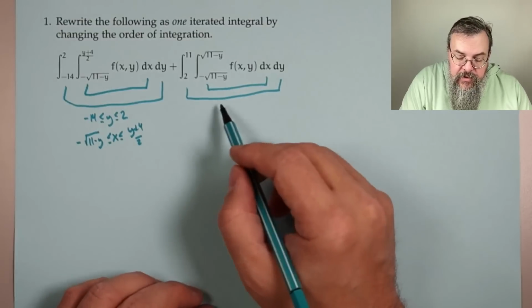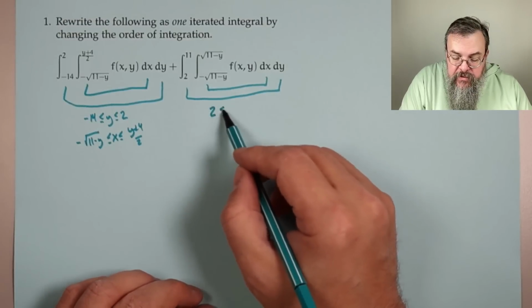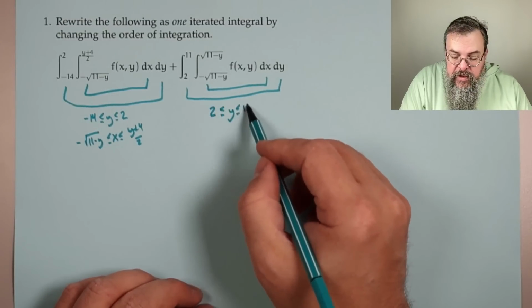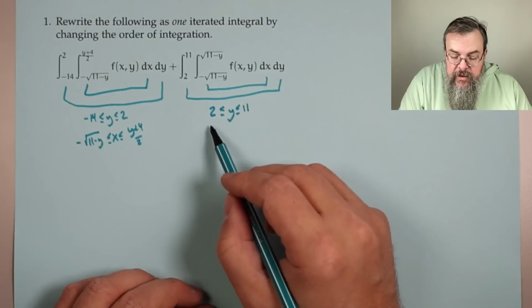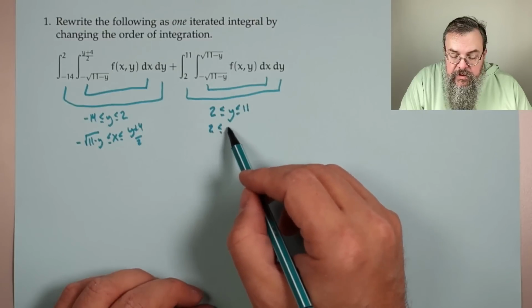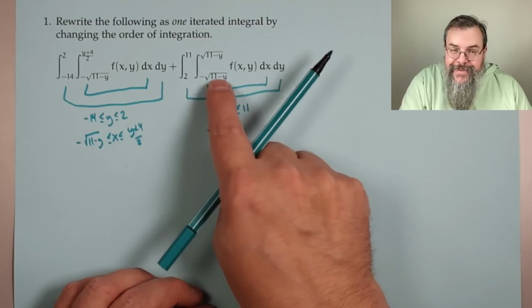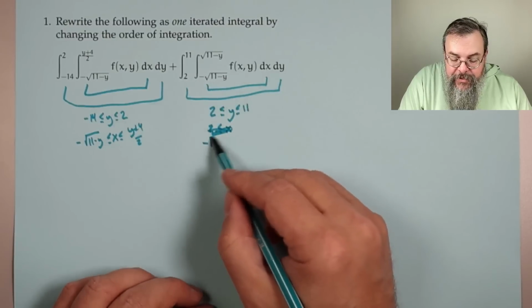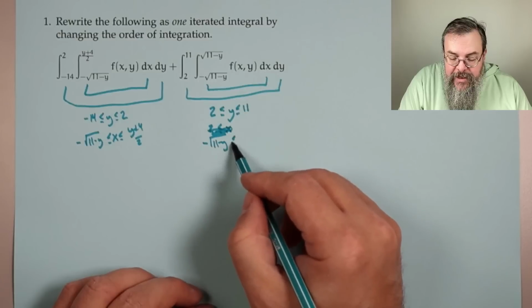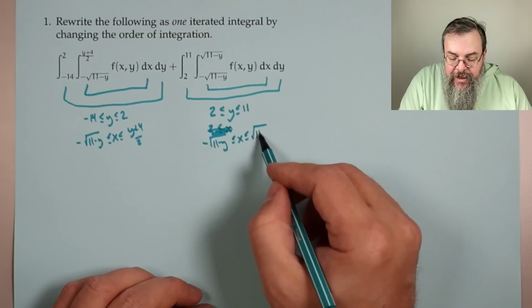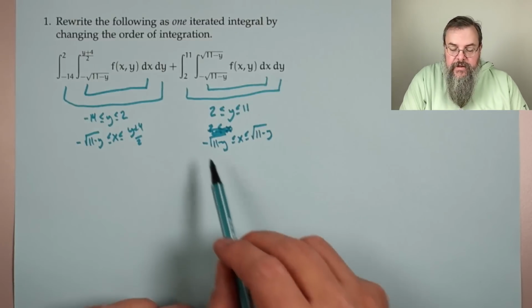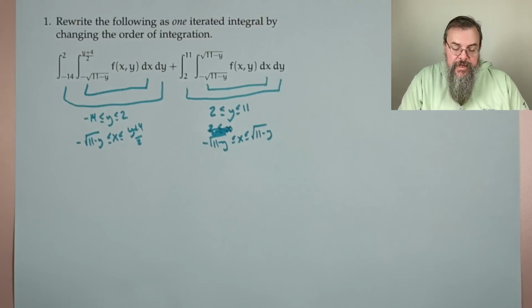All right, same thing's going on over here. 2 less than or equal to y, less than or equal to 11, and we have 2 less than or equal to x, misread that. Negative square root of 11 minus y is less than or equal to x, less than or equal to square root of 11 minus y. All right, now there's a different sign here, so they're not the same thing.